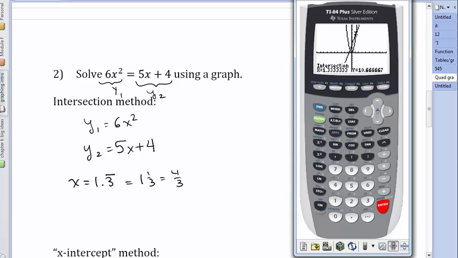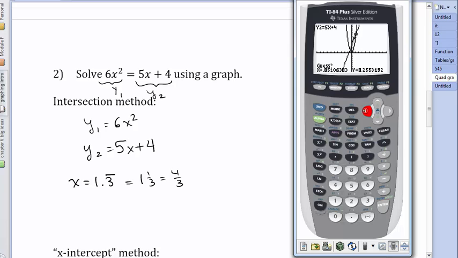And then if I want the other solution, I have to go back into the calculate menu, select number 5, intersect, and do the same thing again. First curve, check the equation in the corner, press enter. Second curve, check the equation in the corner, press enter.